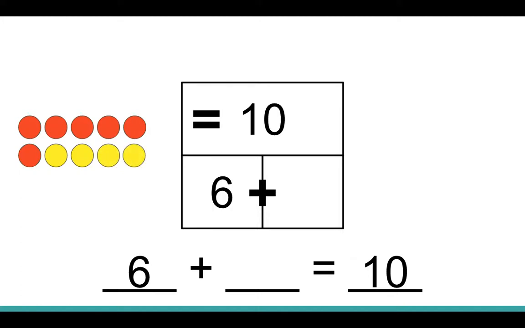10. The yellow chips represent the other part. I see that I added on 4 yellow counters, so I know that my other part, which is in the yellow, is 4. So now I know 6 plus 4 is the same as 10. You won't be doing that today, but that's just an example of something that you can do with part whole boxes, and we'll get more into detail of that later.